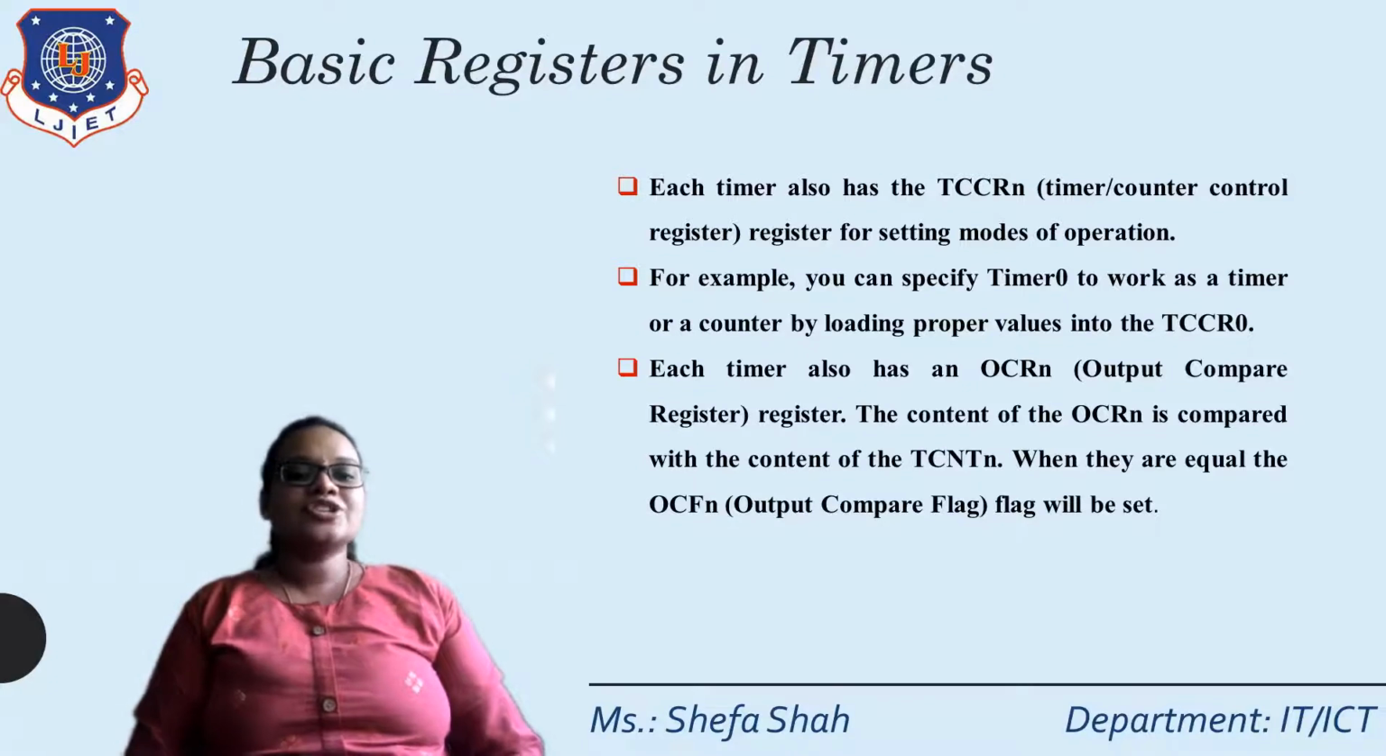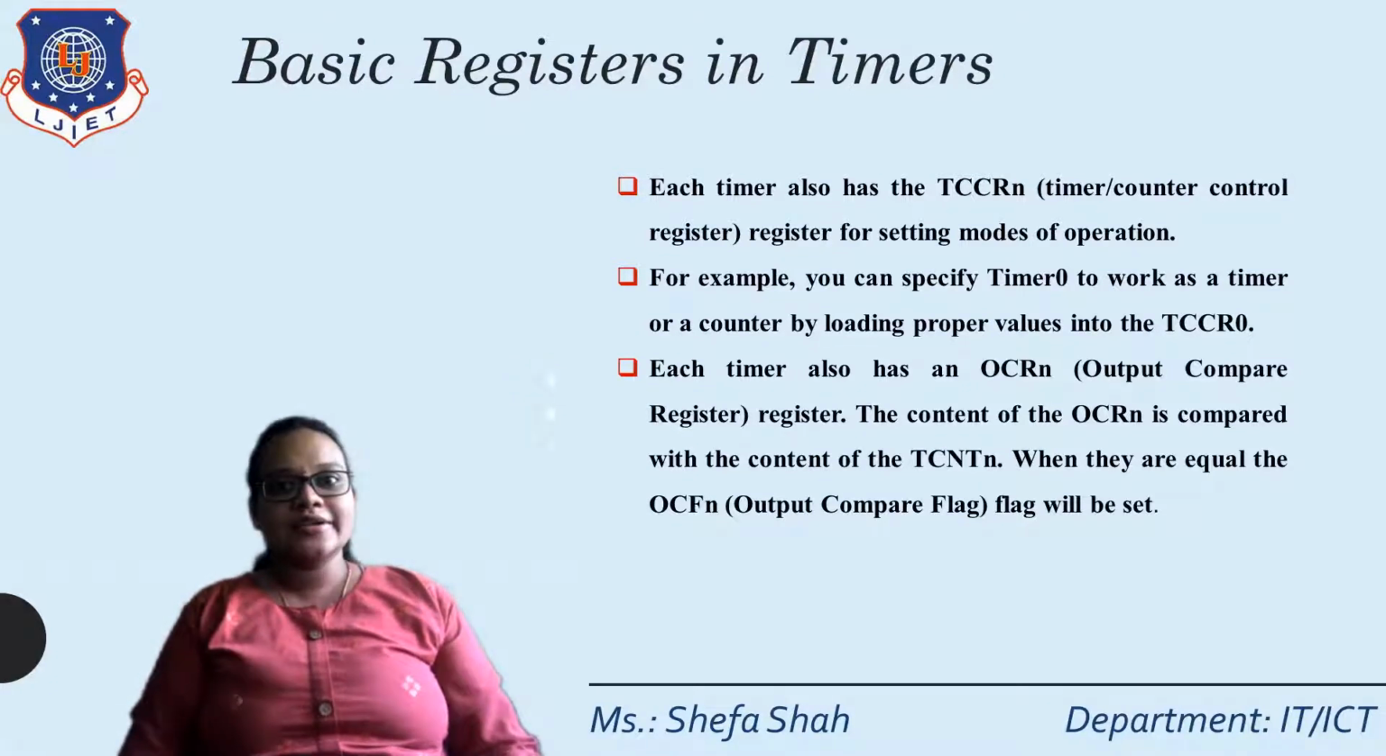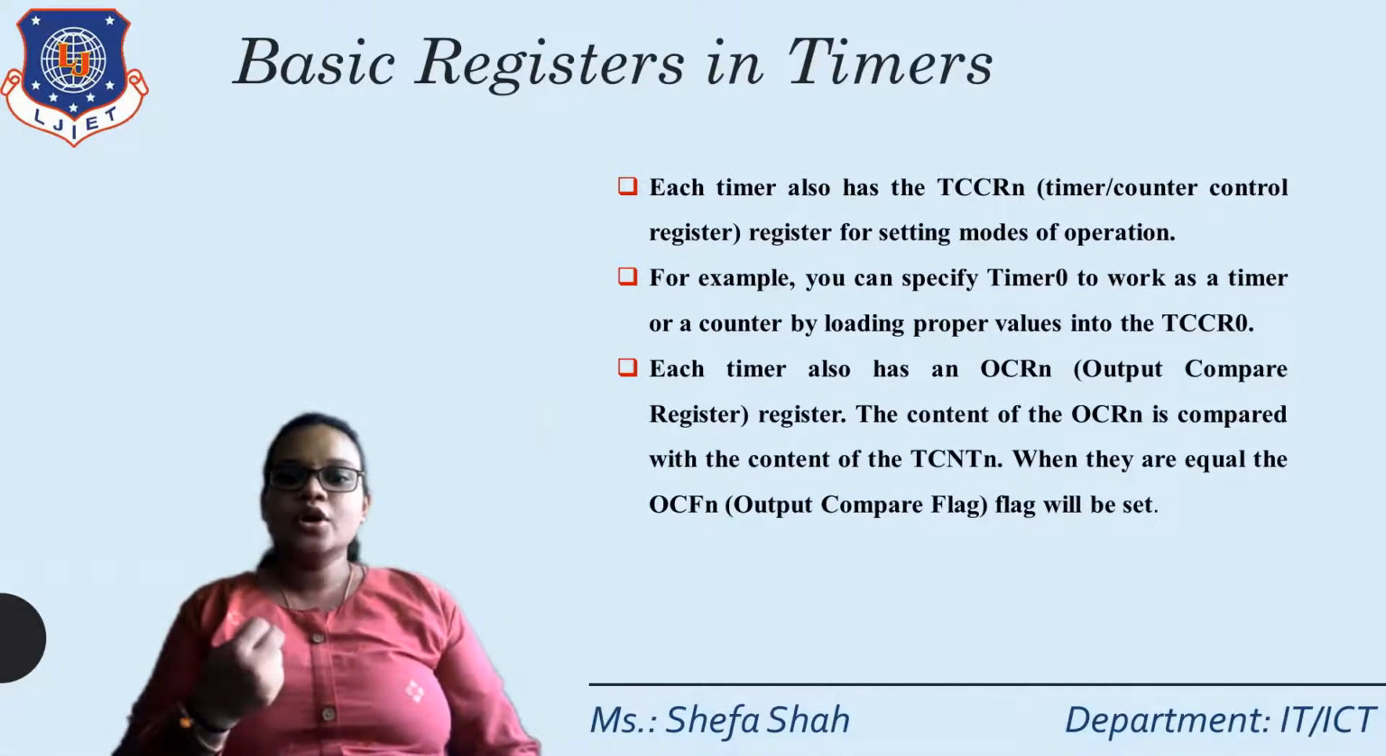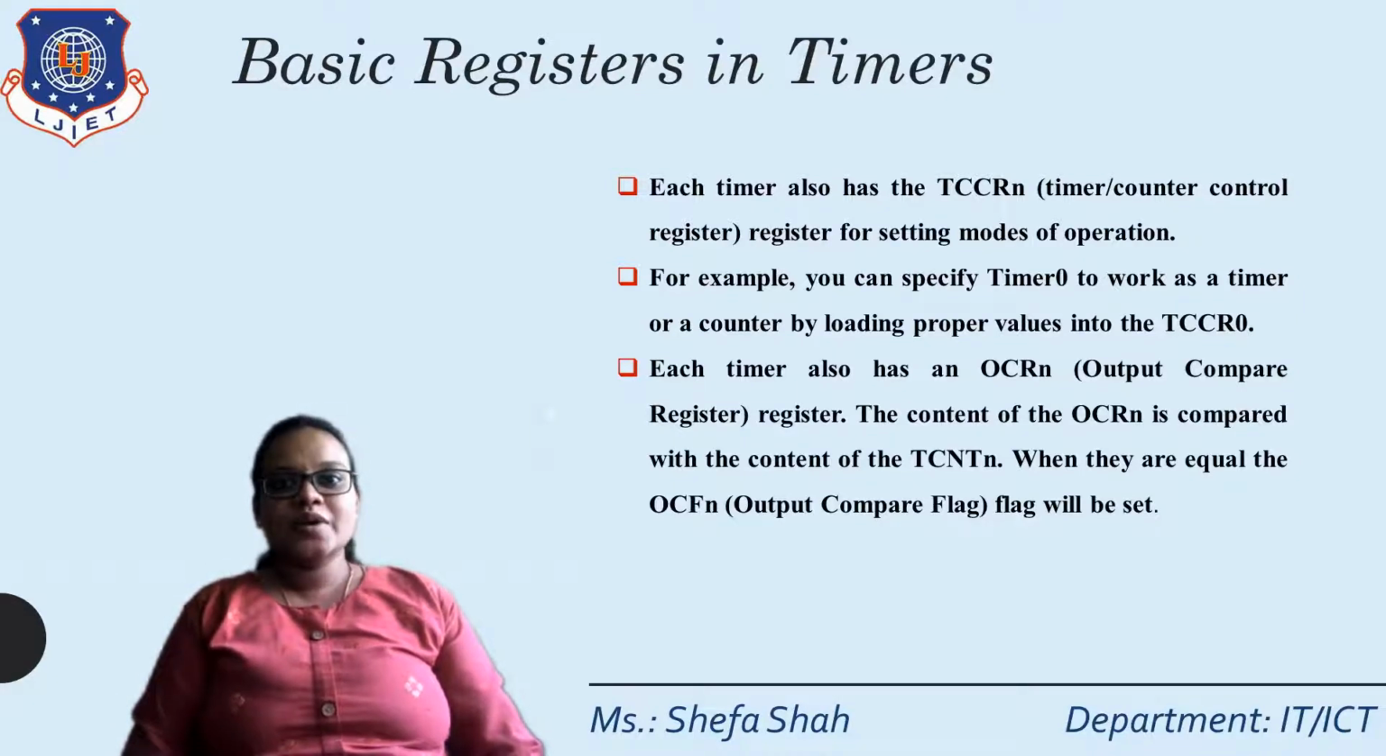Now, each timer also has an OCRn register, that is the output compare register. The content of the output compare register is compared with the content of TCNT, and whenever there is a match at that particular time, the OCF flag, that is the output compare flag, will be set. So this way the timer is working.